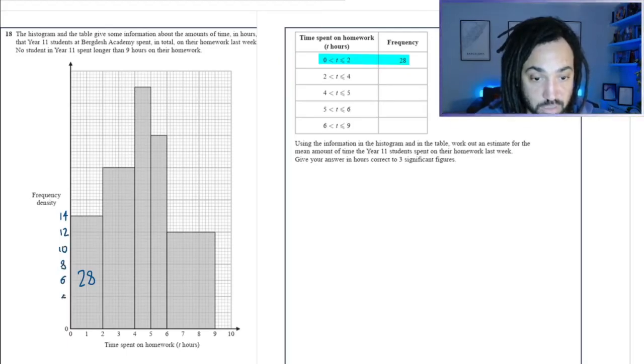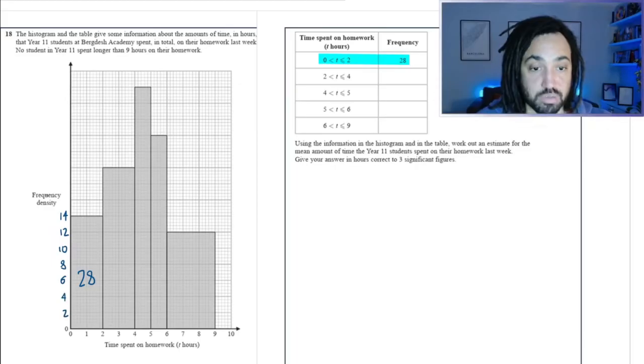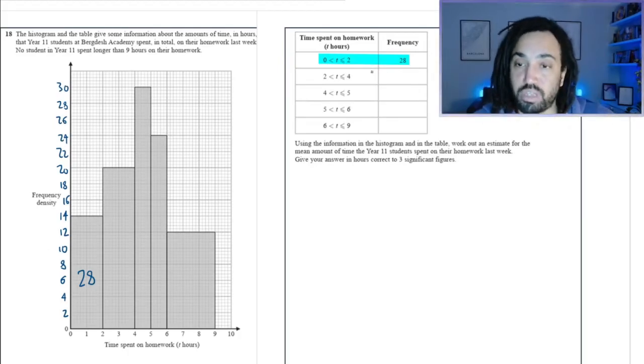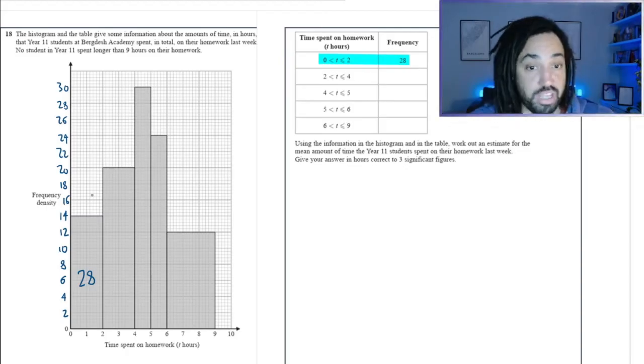So let's just hope this works. It should work, and it does work. Yep, that's fine. So we can go up in 2 as well, like so. They're never going to do too crazy a scale, so you're pretty much going to be fine. Okay, so now what we need to do is work out all the areas.